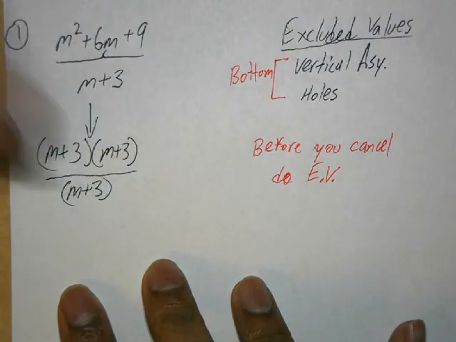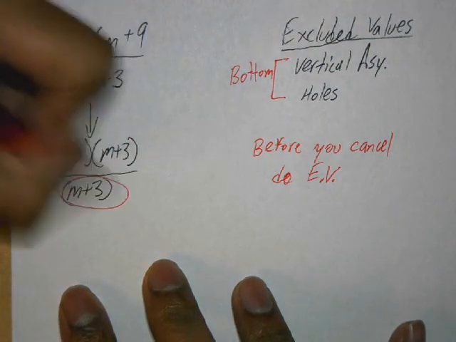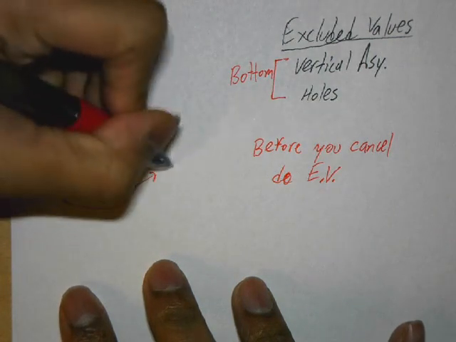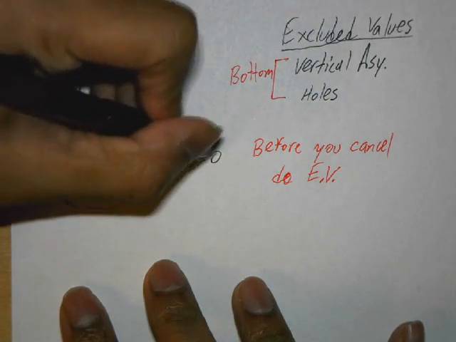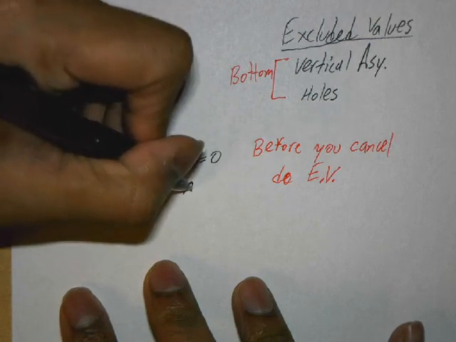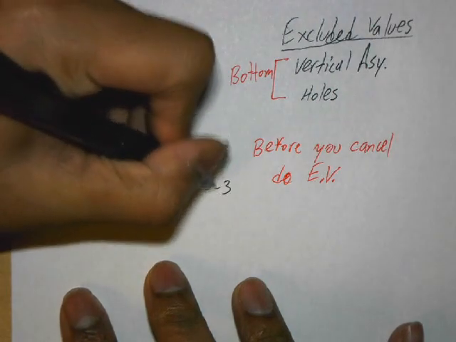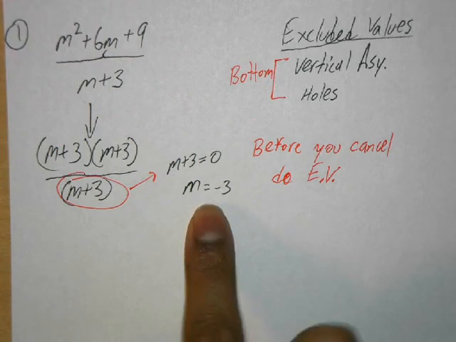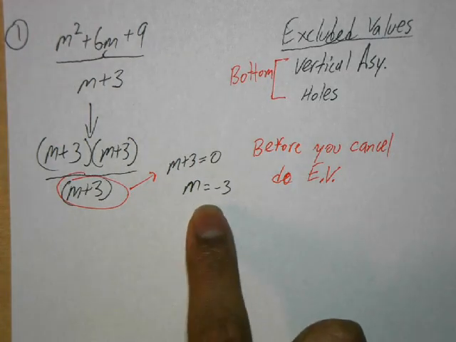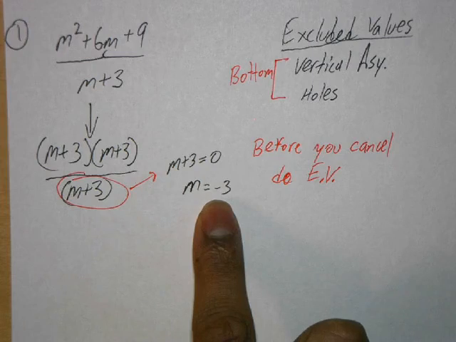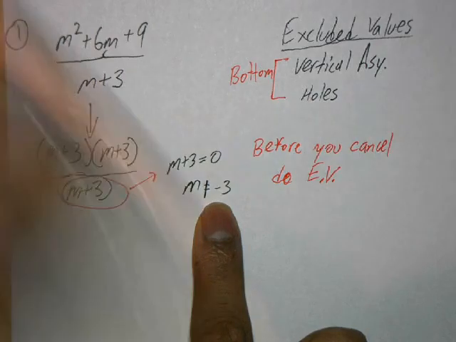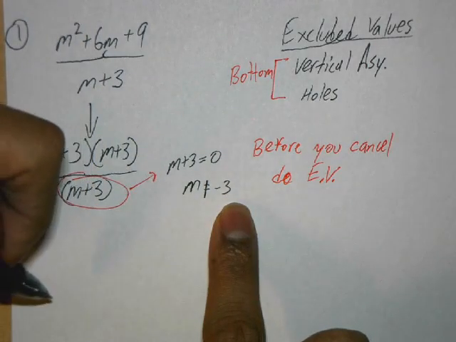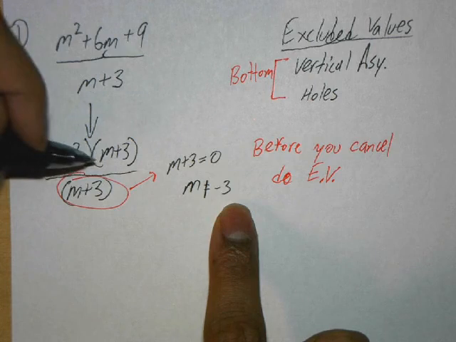Okay. So what are my excluded values here? I'm going to start with this one right here, and that's going to give me an excluded value, my solution for that piece. So m plus 3 equals 0, subtract the 3, m equals negative 3. That is my excluded value. Now, what does it mean to be an excluded value? That's not in my domain. So you cannot plug negative 3 into our equation. You can write it as m does not equal negative 3, or you can just state negative 3 is an excluded value. Both of those are fine. Either way you say it.